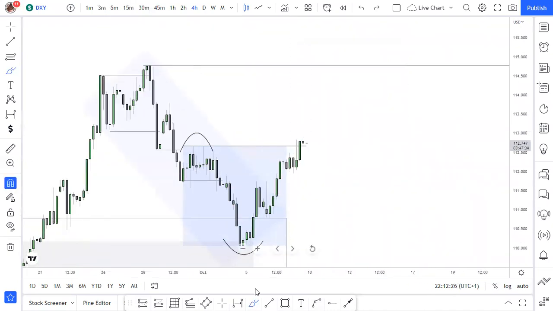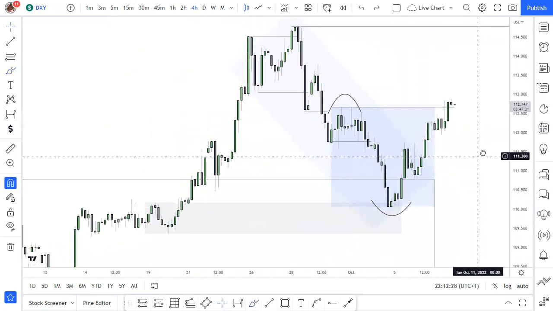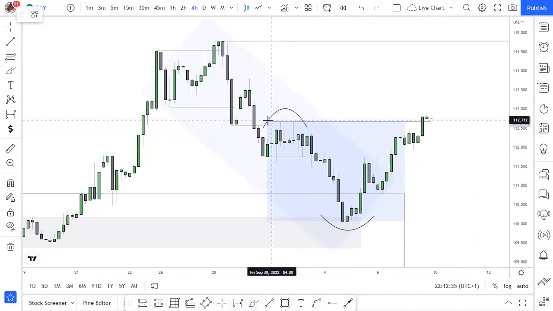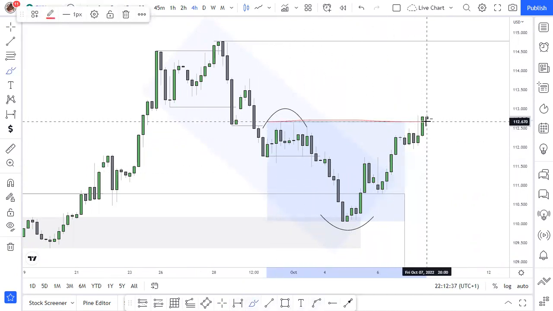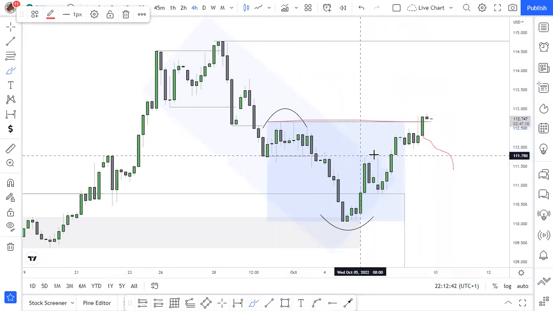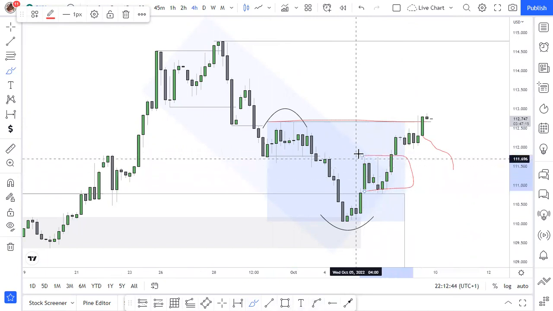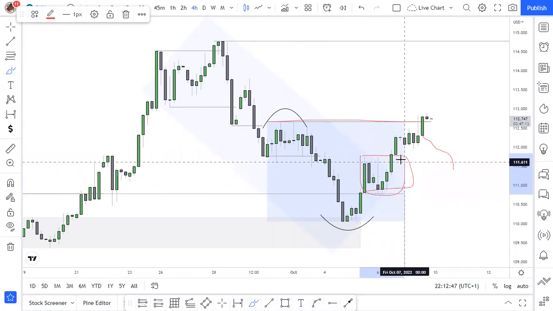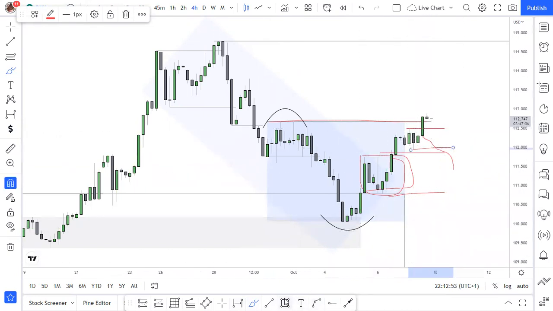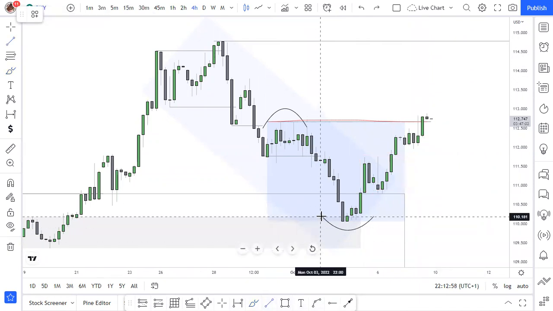So since we had this break of structure here, we want to see some kind of pullback. We have this as our break of structure. We want to see price pull back maybe into this supply range here, or even to this range here. So there are multiple ranges we can look at on the 4 hourly time frame.